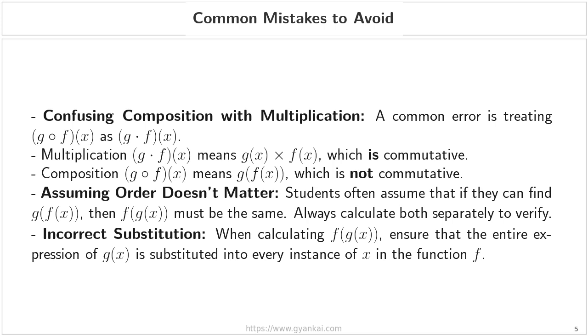Finally, let's discuss the process of substitution. When you are calculating f of g of x, a frequent mistake is incorrect substitution. To avoid this, ensure that the entire expression of g of x is substituted into every single instance of x within the function f. Keeping these common errors in mind will help you maintain accuracy in your calculations. Now, let us move to the final slide to summarize the key takeaways of this lesson.